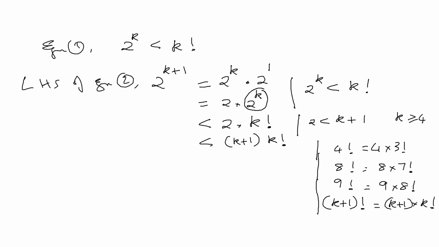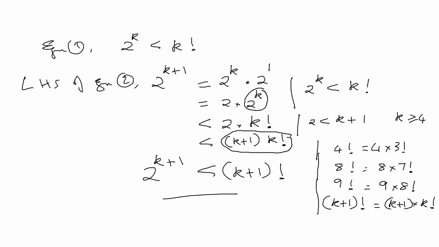So you see here we have the same. What is this? k plus 1 into k factorial is nothing but k plus 1 factorial. So this is what we wanted: 2 to the power k plus 1 is less than k plus 1 factorial. This is equation 2. We just took the left hand side of equation 2, that is 2 to the power k plus 1, and arrived at the right hand side, that is k plus 1 factorial. So this is how we solve this type of problem.